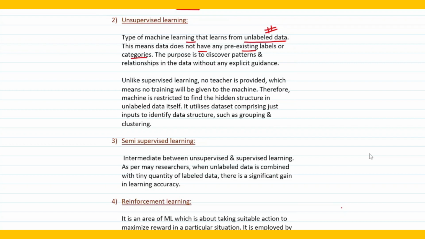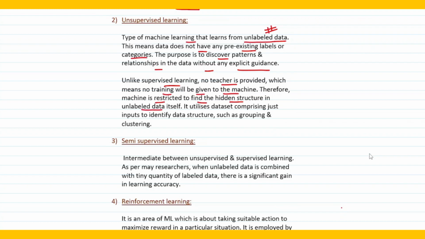Now the purpose is to discover patterns and relationships in data without any explicit guidance. Since you don't have any guidance, whatever patterns or relationships are established in the data are found without guidance, right? Unlike supervised learning, no teacher is provided, which means no training will be given to the machine. Because it is unsupervised, there will be no teacher, so the machine is restricted to finding the hidden structure in the unlabeled data itself.